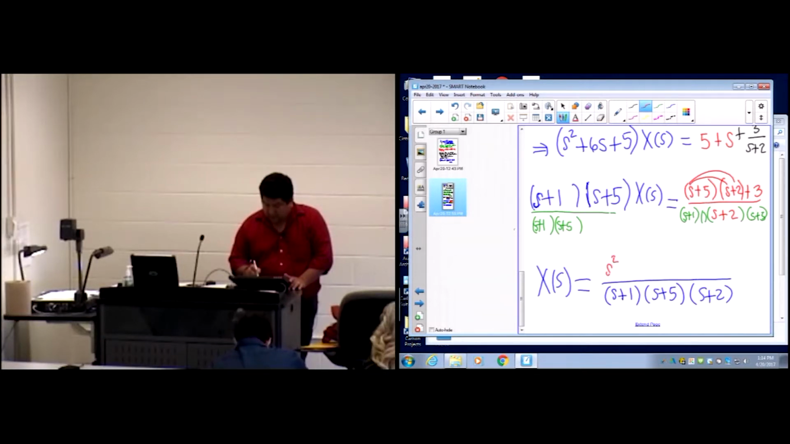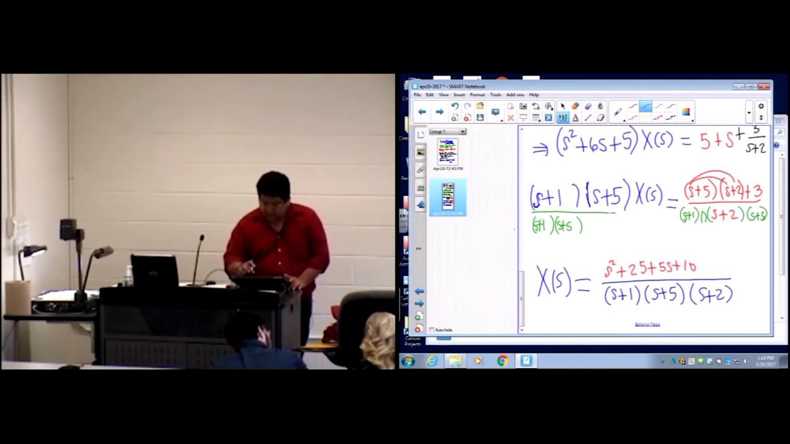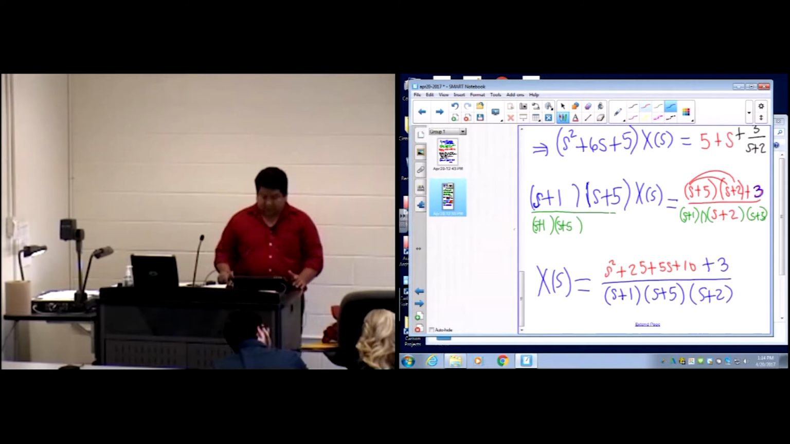So this numerator actually stays as a quadratic polynomial, right? So this stays as S squared plus 5S. Let me step back here for a minute. Let's see where these terms come from. That's not a 25, so let me explain.